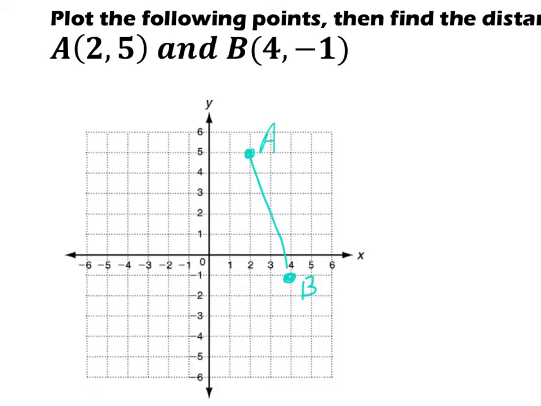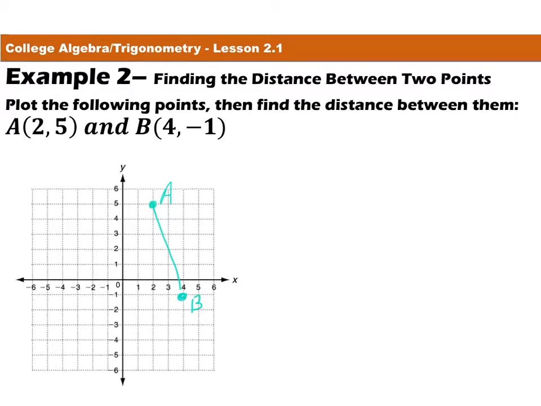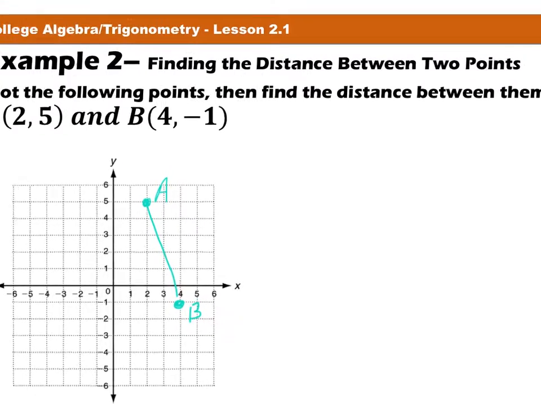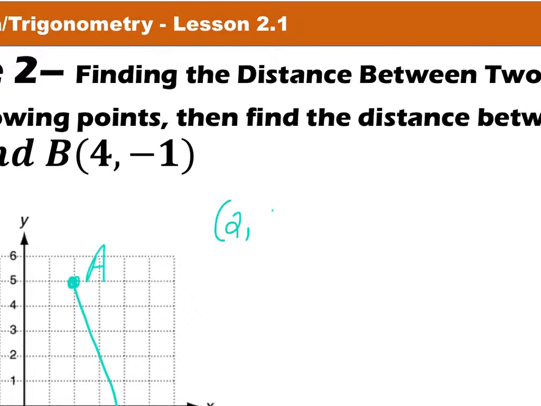Since this is not a vertical or horizontal line, I can't just count the little tick marks or the boxes and say this is how long it is. So we have to use the distance formula. Let me show you what I think you should do every time. The first thing I'm going to do is write my points. I have 2, 5, and I have 4, -1. I'm going to write them on top of each other. I know this is my x, this is my y, so I can see I have to keep these together. X's stay with x's, y's stay with y's.